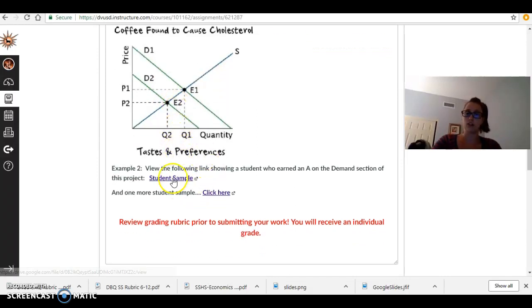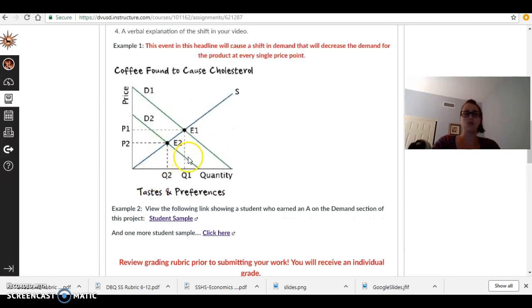I do have a couple of other student examples, so you can look at these and get another idea. You can choose any product that you want, that you have some sort of knowledge about. I find that food or cell phones or something that is very accessible are generally easy for us to understand.